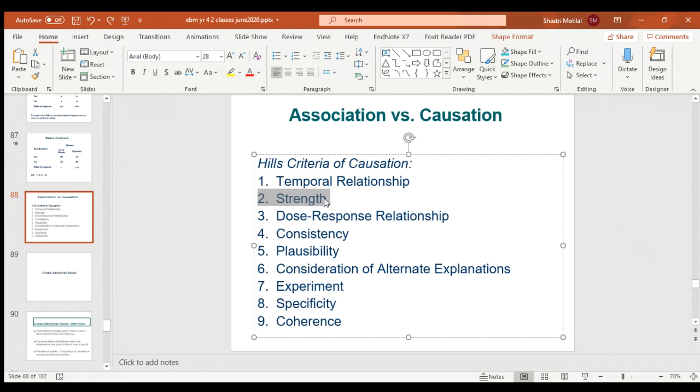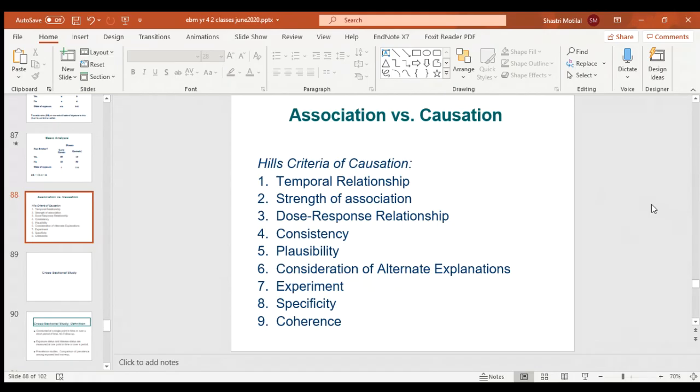An odds ratio, a relative risk, a hazard ratio, all these measures only tell us about strength. I should put here strength of association. That's really what these factors tell us. But you not only need strength of association to say causation, you also need all these other factors to say causation. I'm not going to go through these. These are what we know as Hill's criteria for causation.